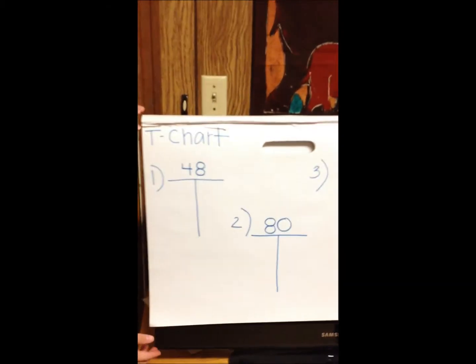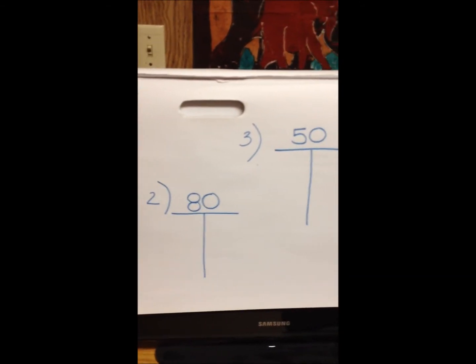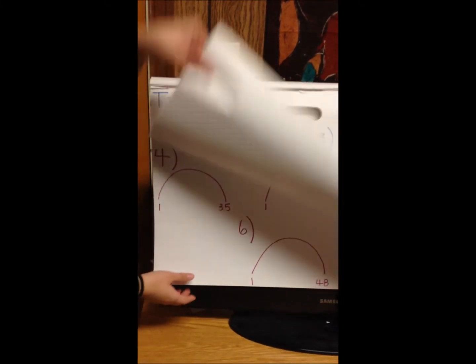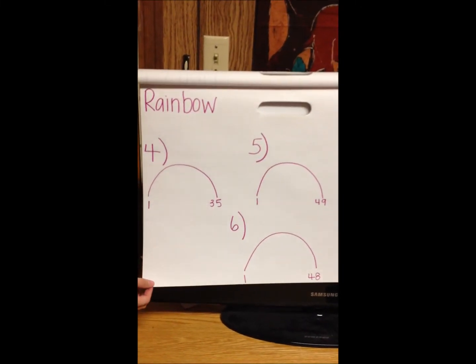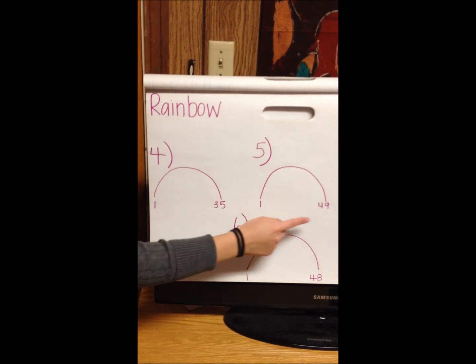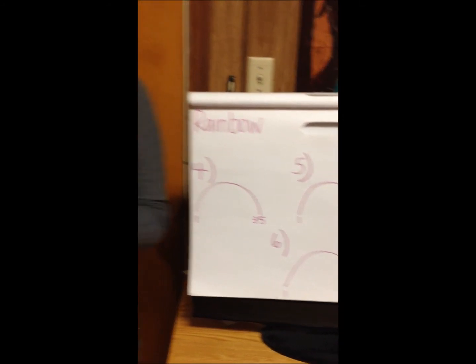Alright, so now we have a homework assignment. We're going to do 3 problems in the T-chart model, so let's do 48, 80, and 50. And we're going to do 3 problems in the rainbow model, so let's do 35, 49, and 48. So make sure you have all of those problems completed by tomorrow's class.